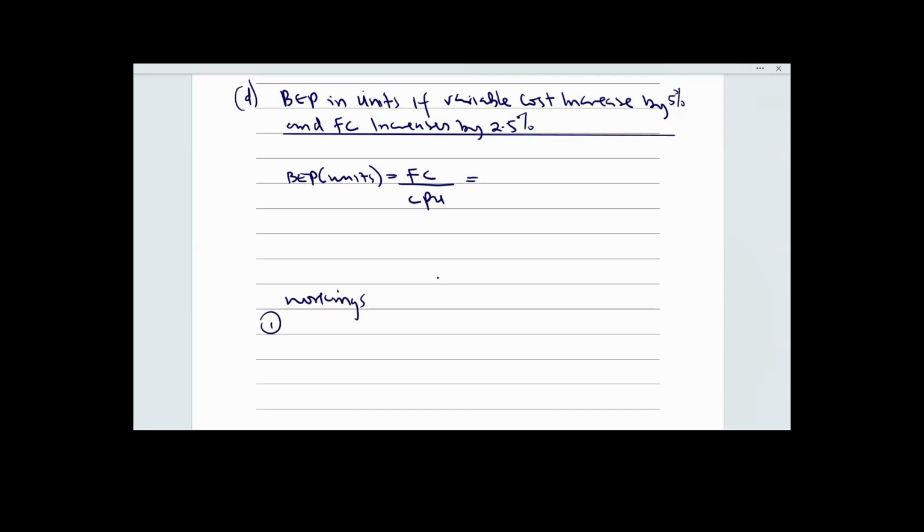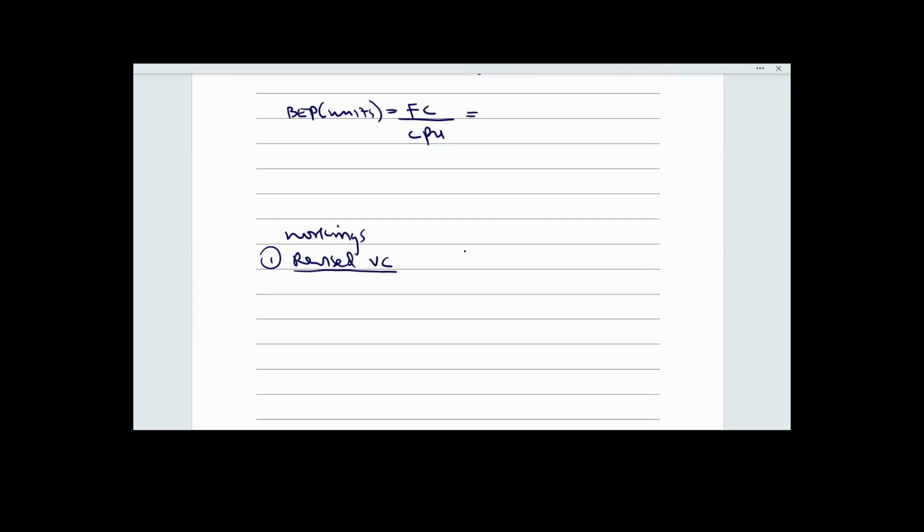Working number one, I want to determine revised variable cost. The original variable cost is 15 naira. We're now told that variable cost will increase by 5%, therefore multiply by 1.05. So the revised variable cost will then be equal to 15 point what? Yes? 15.75. That's the revised variable cost.